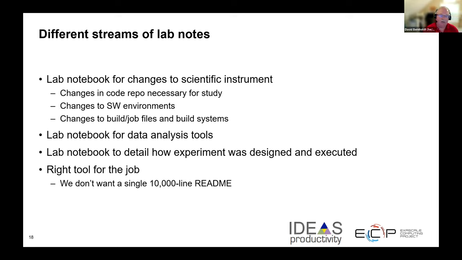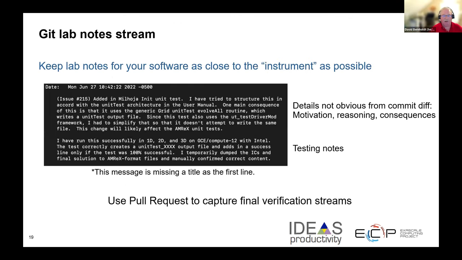We want to keep track of information about our data analysis. We're doing computational experiments, which may be fairly complex and long running. And we need to track information about how and why we designed those experiments, how we executed them, and what we got out of the results. So the right tool for the job is probably not some single 10,000 line file sitting in one particular location, but rather a set of things that are associated with the different aspects of the work that we're doing. So let's think about what some of those streams might look like.